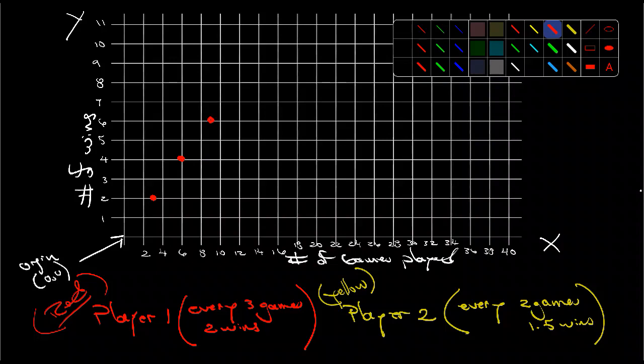And then I'll go over once more. We'll do 4. So again, 3 games. 1, 2, 3. It's going to be right there where the 12 is. And then up 2 more wins. 1, 2. There we go.